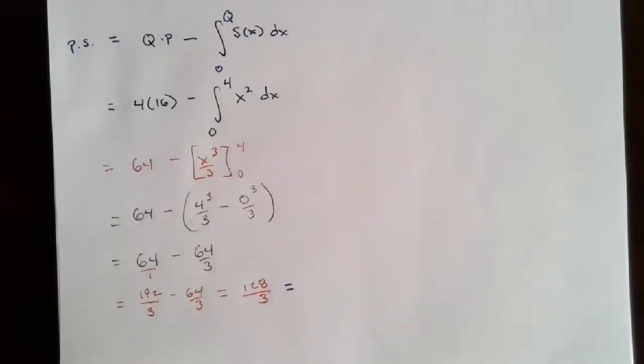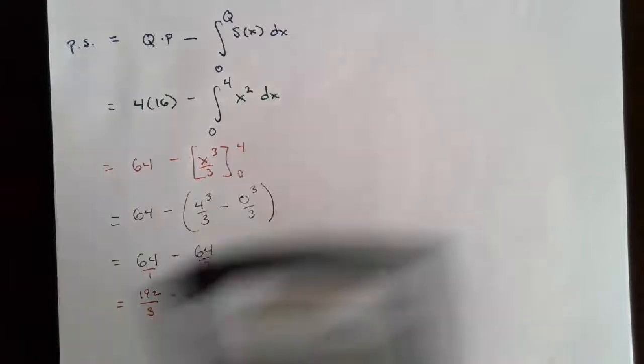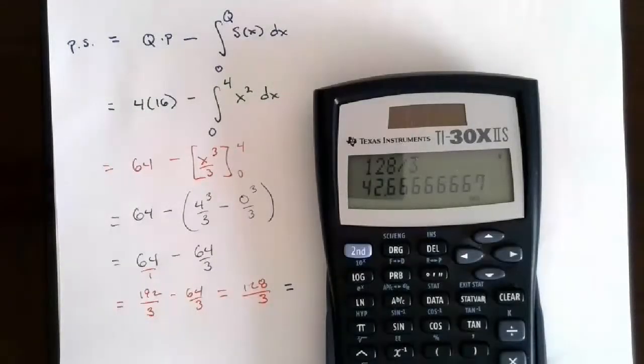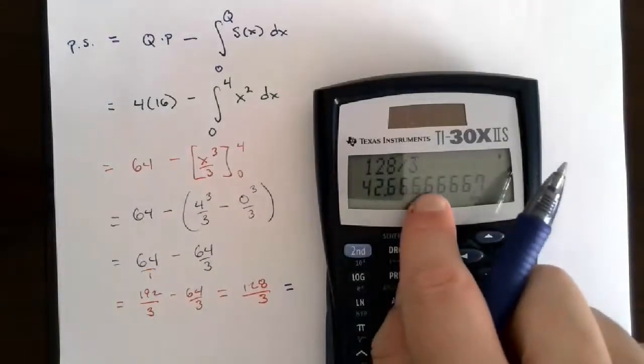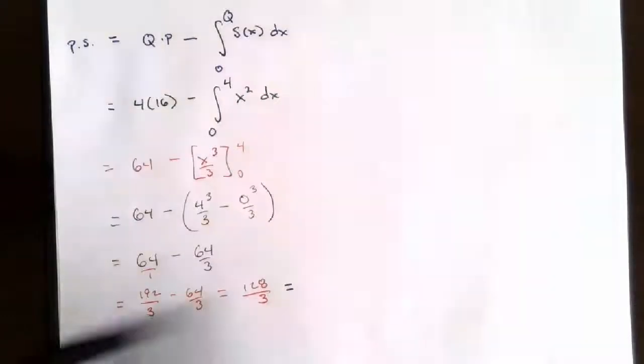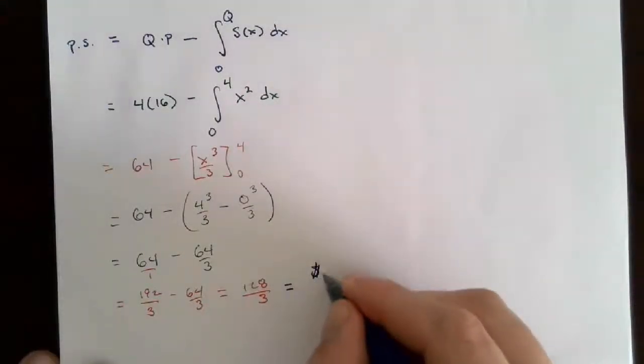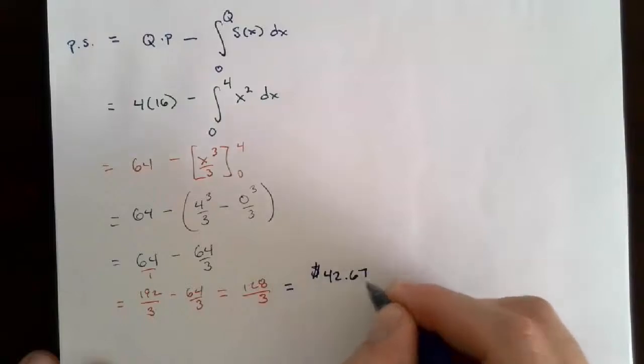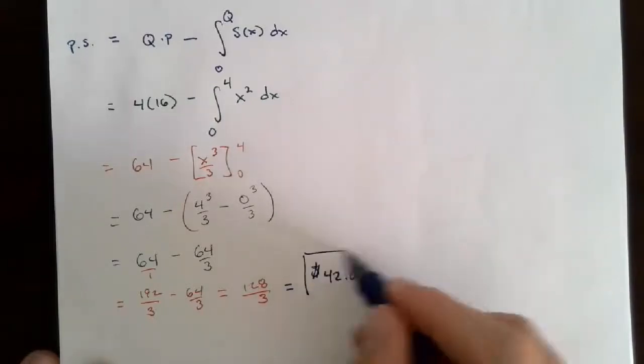And then, remember, we want this to be money. We're talking about the price. 128 divided by 3 is 42.6 repeating. We're going to round to 2 decimal places, so since that's a 6 after it, we round up. So this would be $42.67. That would be the producer surplus.